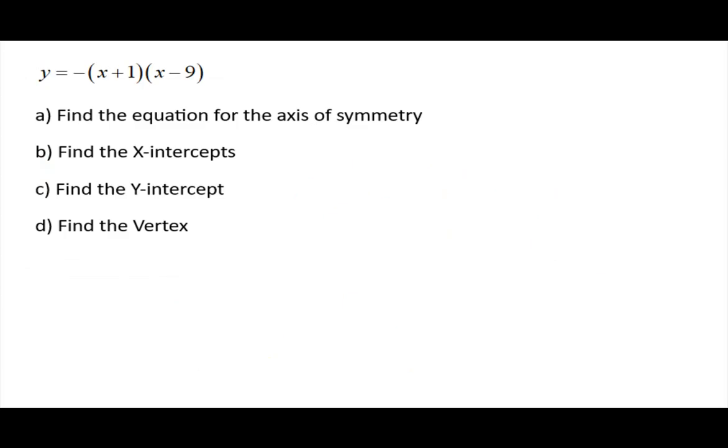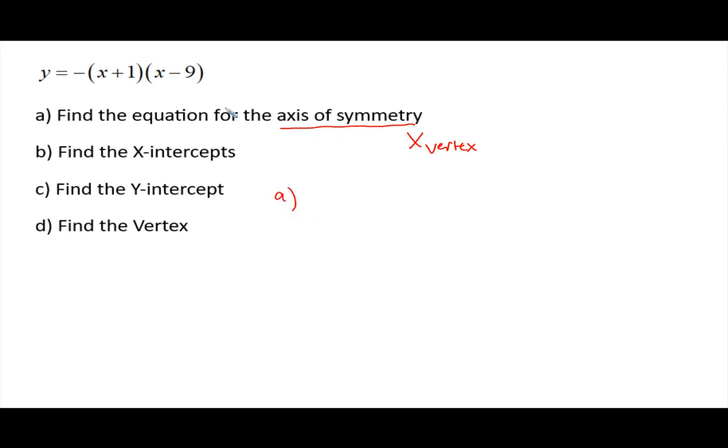All right, so let's take a look at this example here. Find the equation for the axis of symmetry. First of all, you need to recognize that this time I'm working with the quadratic in x-intercept form. Now remember the axis of symmetry, we talked about this earlier. The axis of symmetry is equal to the x value of the vertex. So if I can find the x value of the vertex, I've also found the axis of symmetry.